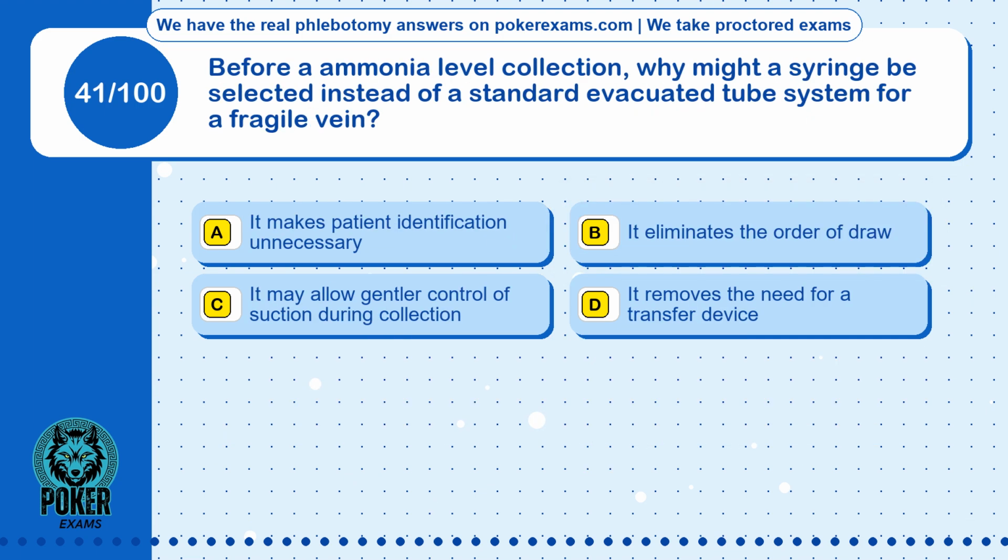Question 41. Before an ammonia level collection, why might a syringe be selected instead of a standard evacuated tube system for a fragile vein? Option A, it makes patient identification unnecessary. Option B, it eliminates the order of draw. Option C, it may allow gentler control of suction during collection. Option D, it removes the need for a transfer device.